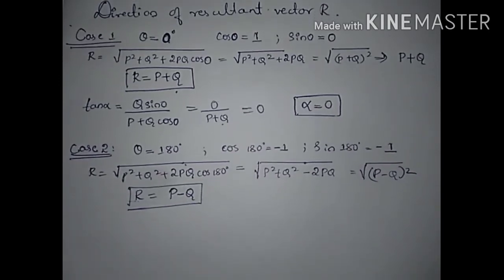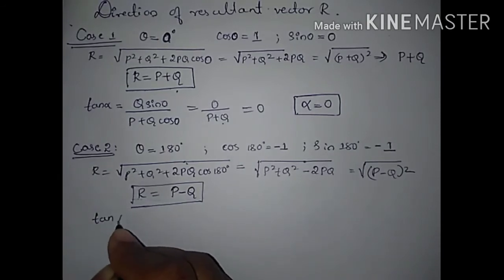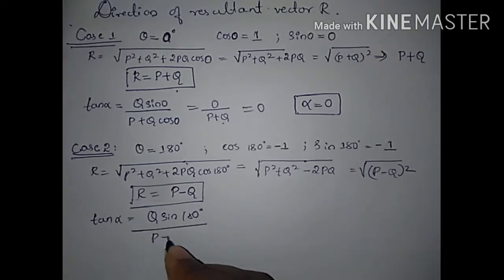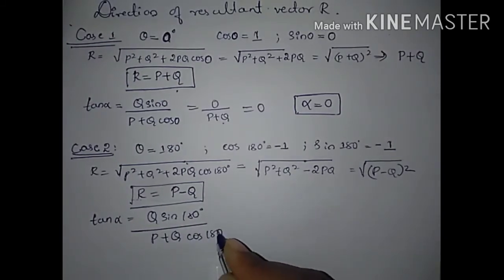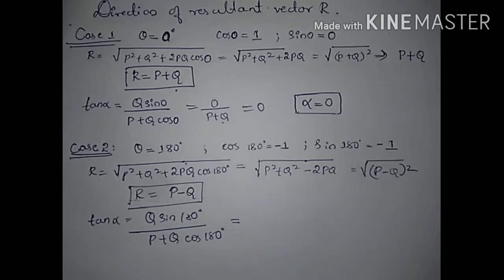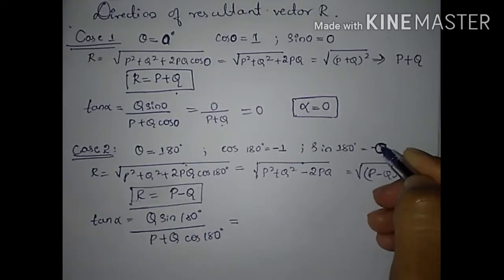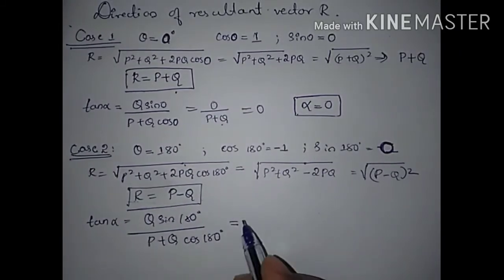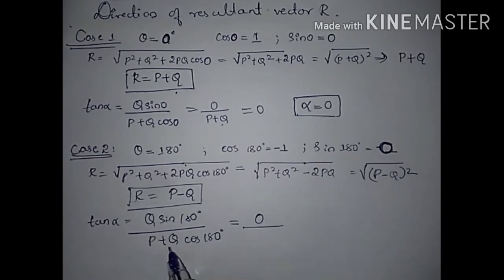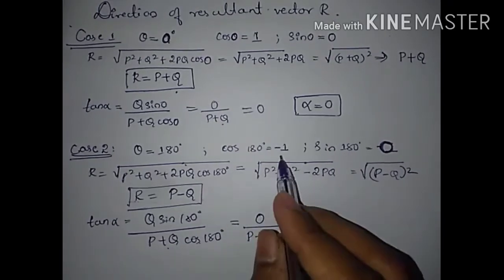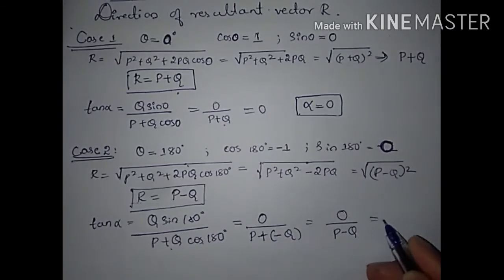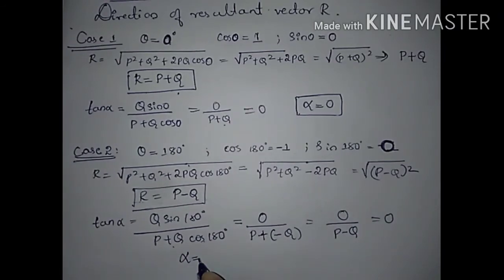Now let us find tan alpha. Tan alpha is Q sin 180 degrees divided by P plus Q cos 180 degrees. The value of sin 180 is 0, that is not minus 1. So the numerator is 0. Then in the denominator, P plus Q cos 180, with cos 180 equal to minus 1, is P minus Q. So 0 by P minus Q is equal to 0. That means alpha is equal to 0.